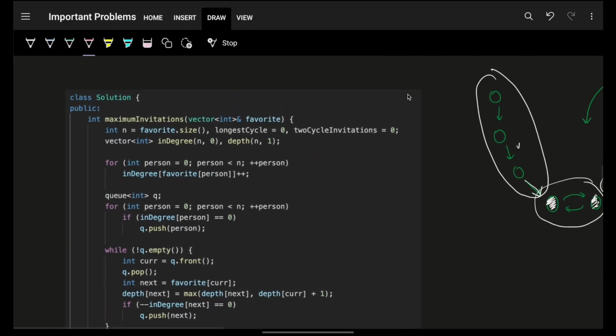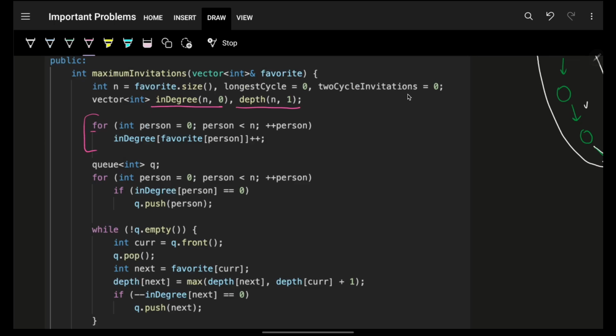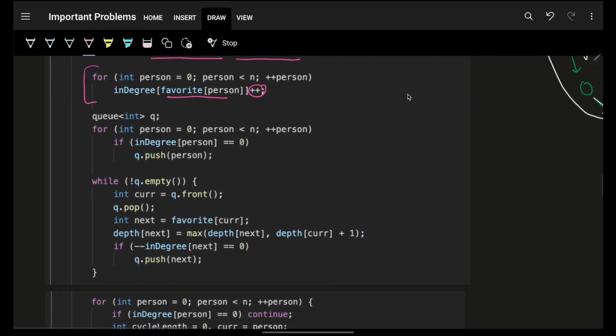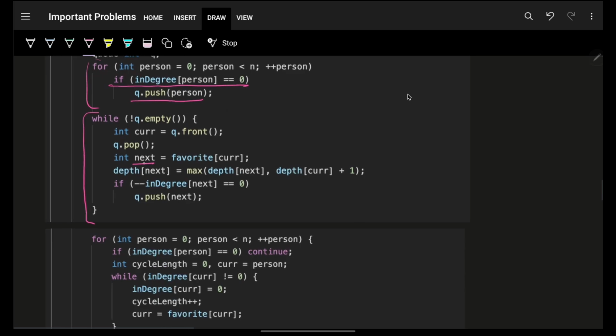It is exactly as what I showed you in the dry run. Firstly, I have in-degree 0 and depth of 1 initialized by default. Then I went on to all the nodes to put up their corresponding in-degree based on the favorite person they had. Then I said, okay, get me all the nodes with the in-degree of 0. This is required so as to start reducing extensions. So then I will try to reduce extensions. Until my queue is empty, which has these end nodes, I will grab out the front, find the neighbor node, and then increase or maximize its depth.